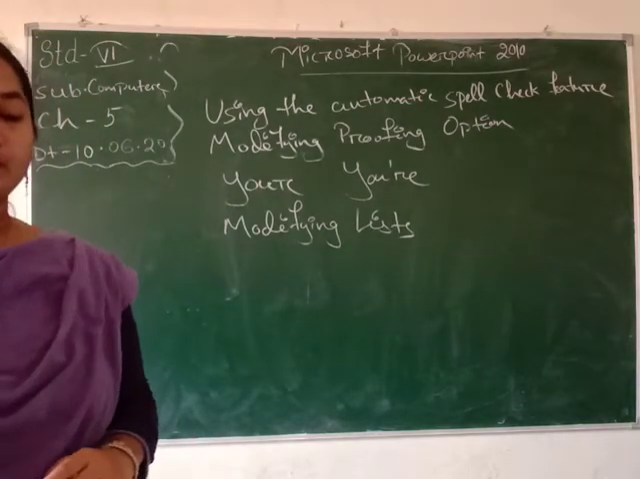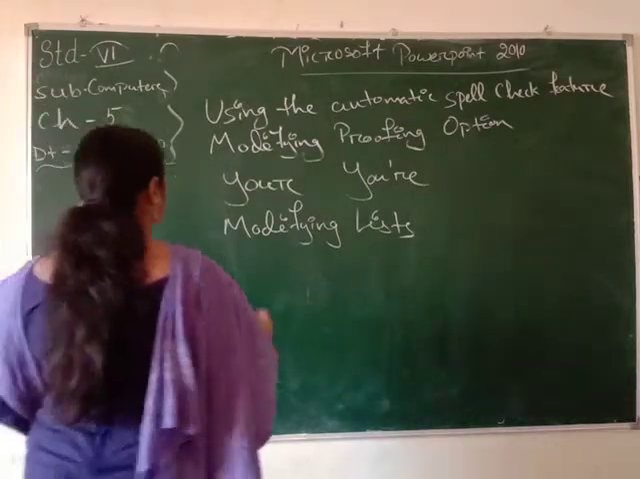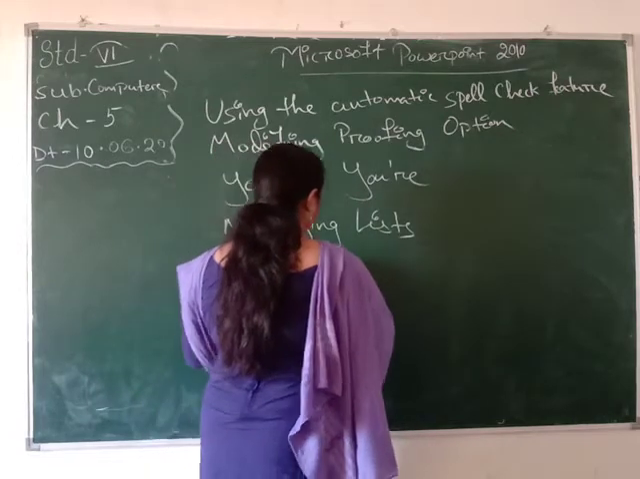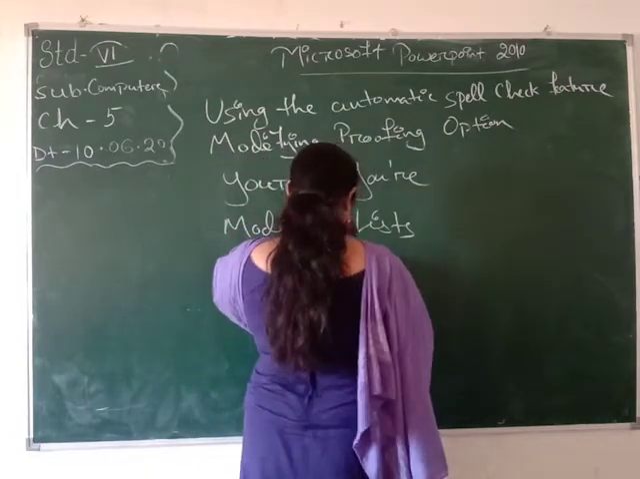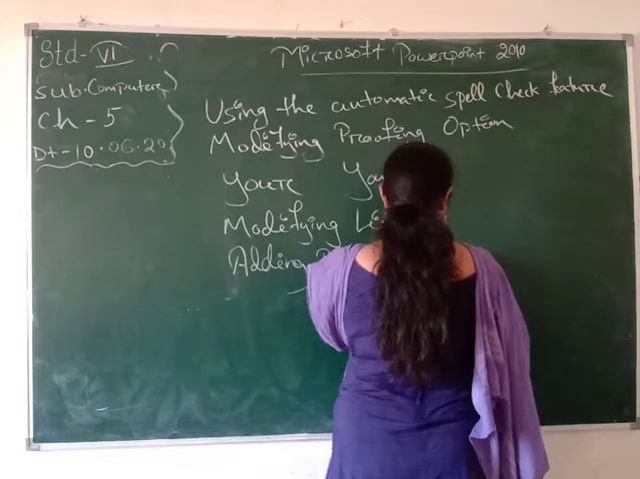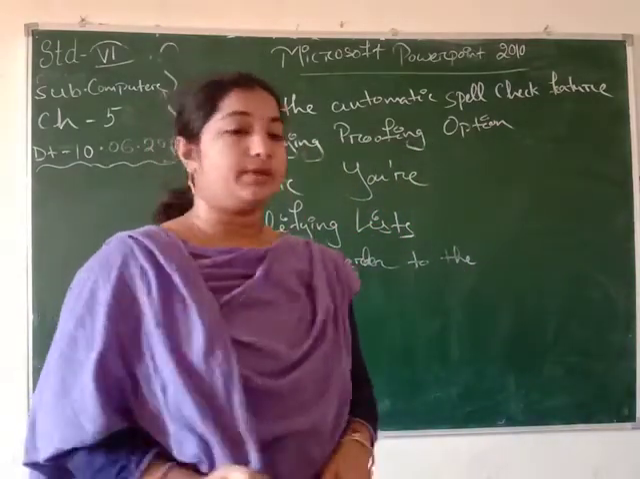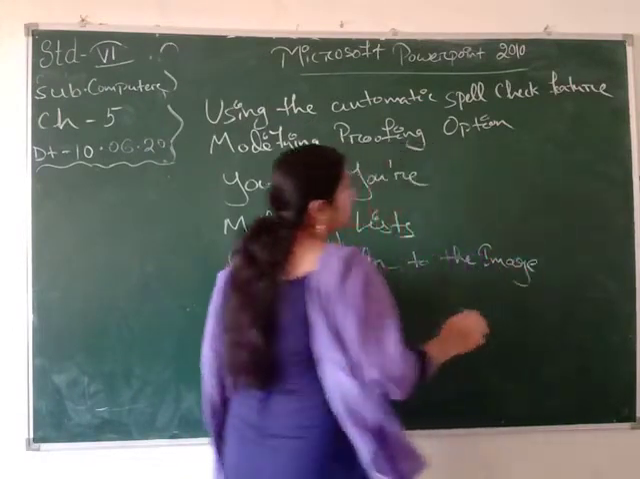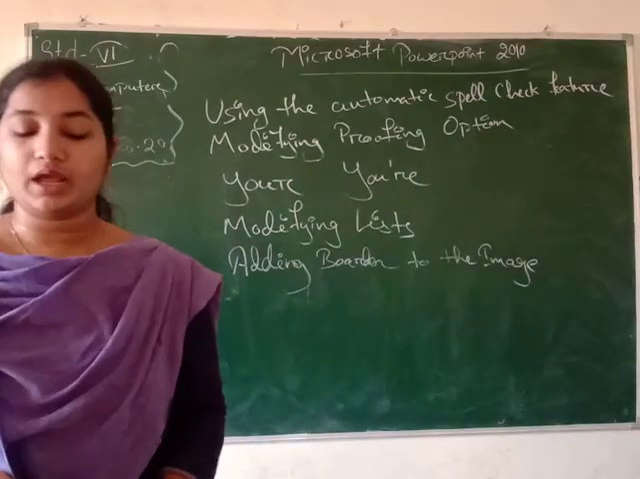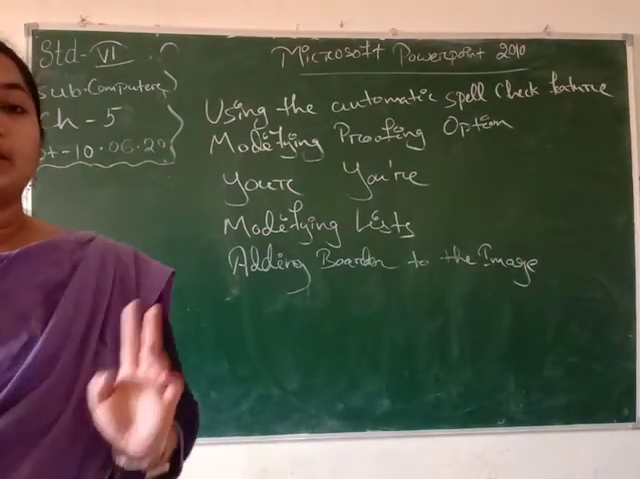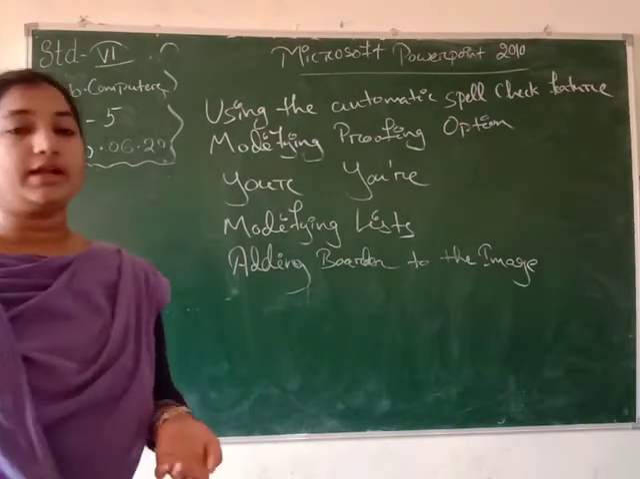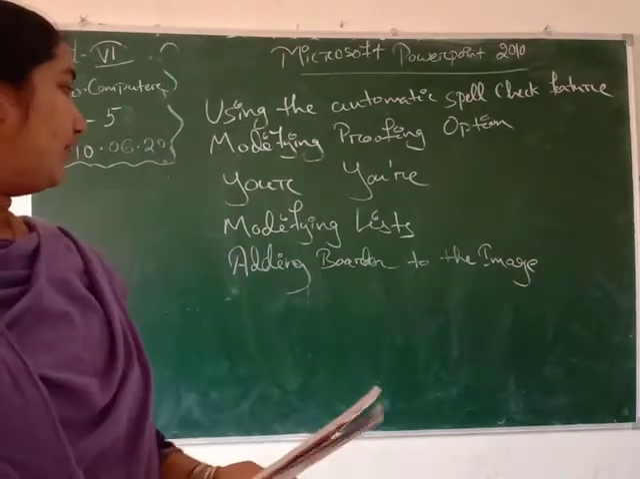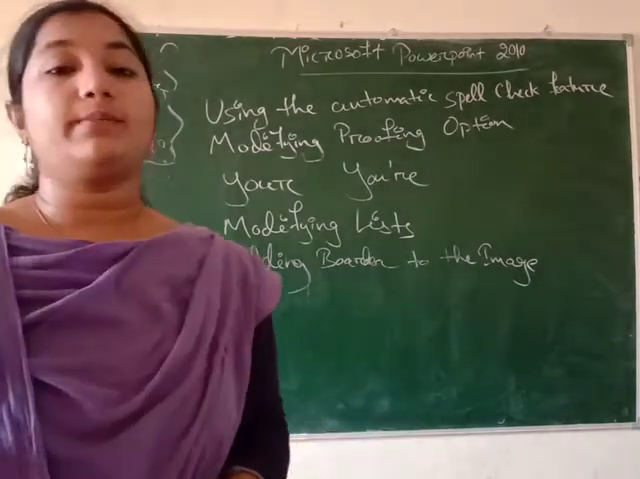Next is adding a border to the image. Sorry, adding a border to the image. It means when we are inserting an image into Microsoft PowerPoint, how do we give a border to that image? If we give a border to that image, then it will show in a different look and it will look very beautiful. For that, we have to give a border to the image.